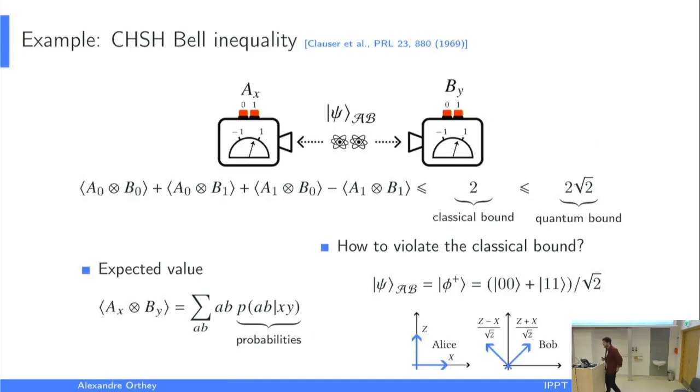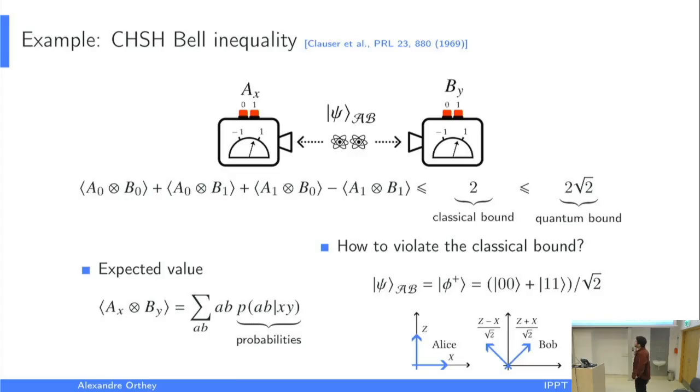Okay, let's take the first example, the CHSH Bell inequality. In the same situation, you have Alice and Bob, two inputs, two outputs. And this is the shape of the Bell inequality. You have four configurations, right? Four measurements that you can do together between Alice and Bob: A0 B0, A0 B1, A1 B0, A1 B1. And after you perform this experiment, you can take the expected value doing the sum of the probabilities.